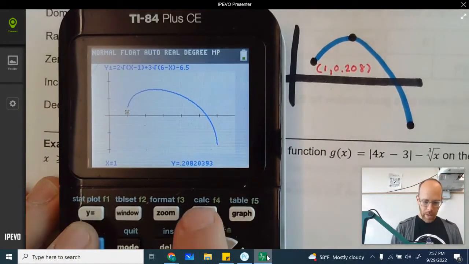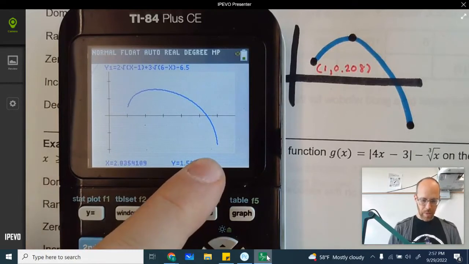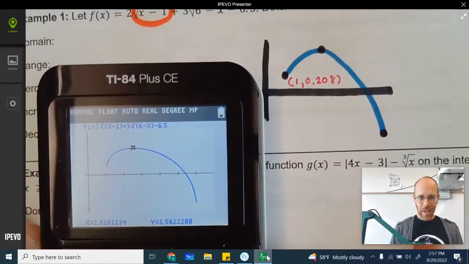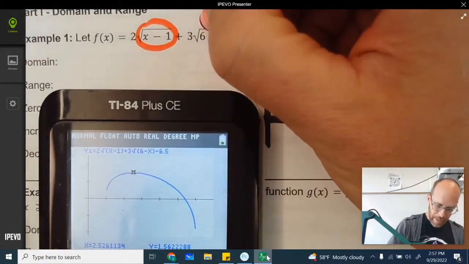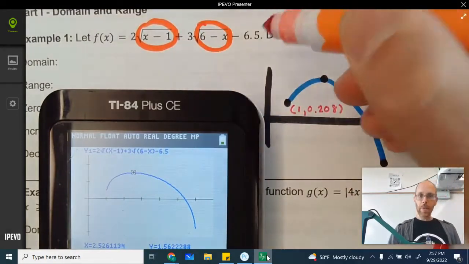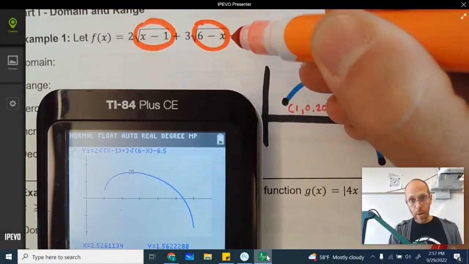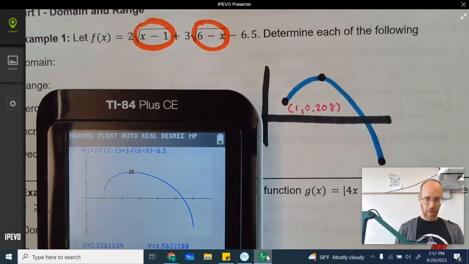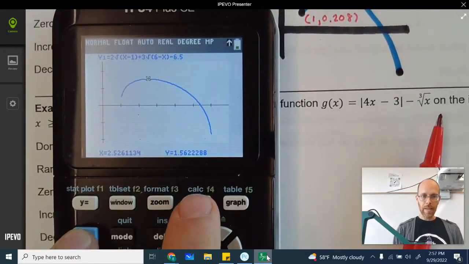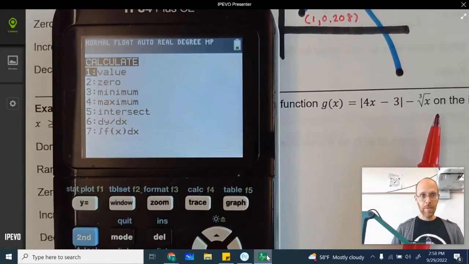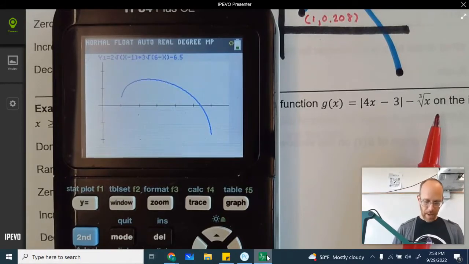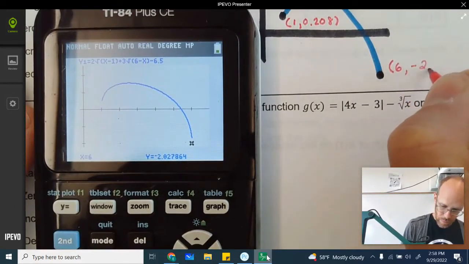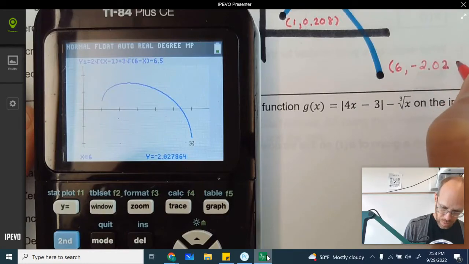For the other one over here, we could use the trace feature and try to get as close as we want. Or we could notice that it's at 1, 2, 3, 4, 5, 6. And 6 kind of tracks. It makes sense because if you look at this value right here, see that if you plugged anything bigger than 6 in, even a 6.1, you're going to get a negative value inside the square root. So this one's going to be at 6. And I am going to use the second calc value feature once again to find out what that point is at 6. Turns out this one is 6, comma, negative 2.028.